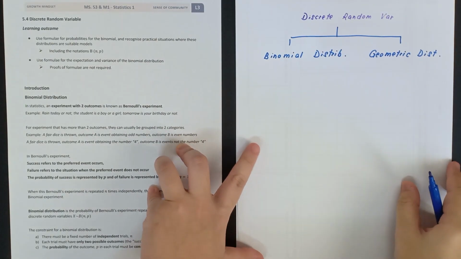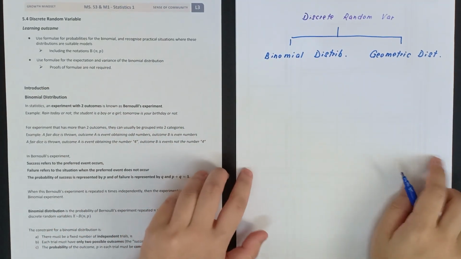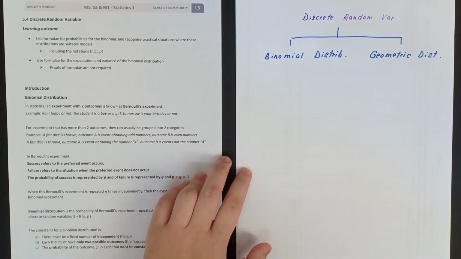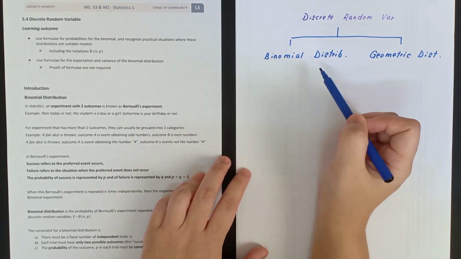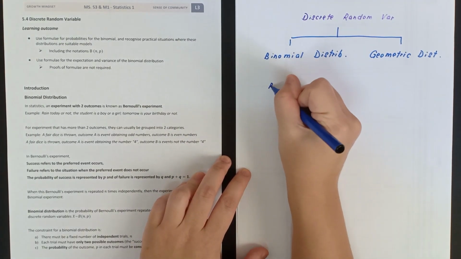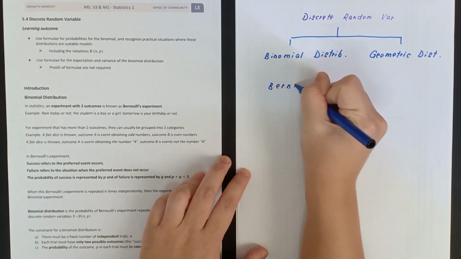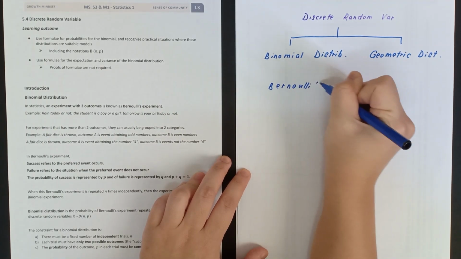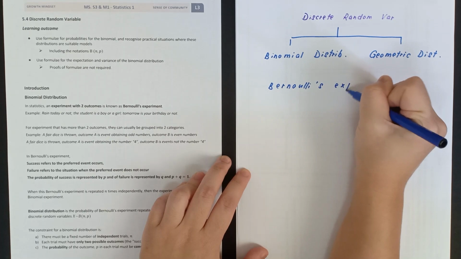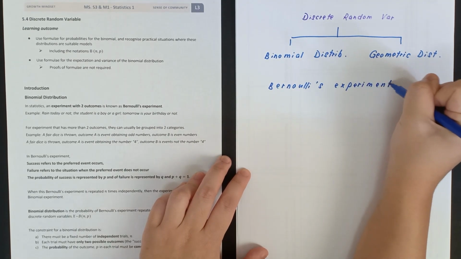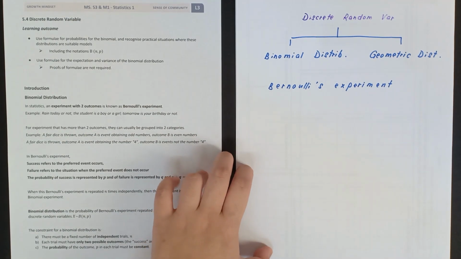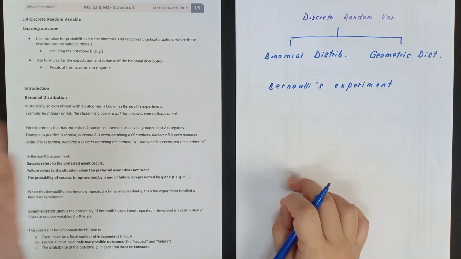I already put all the notes here that you can read through by yourself, but I'm just going through them once together with you. Before you learn what a binomial distribution is, you need to know what is meant by a Bernoulli experiment. The idea is actually very easy. A Bernoulli experiment is an experiment with two outcomes, meaning that either A happens or B happens.